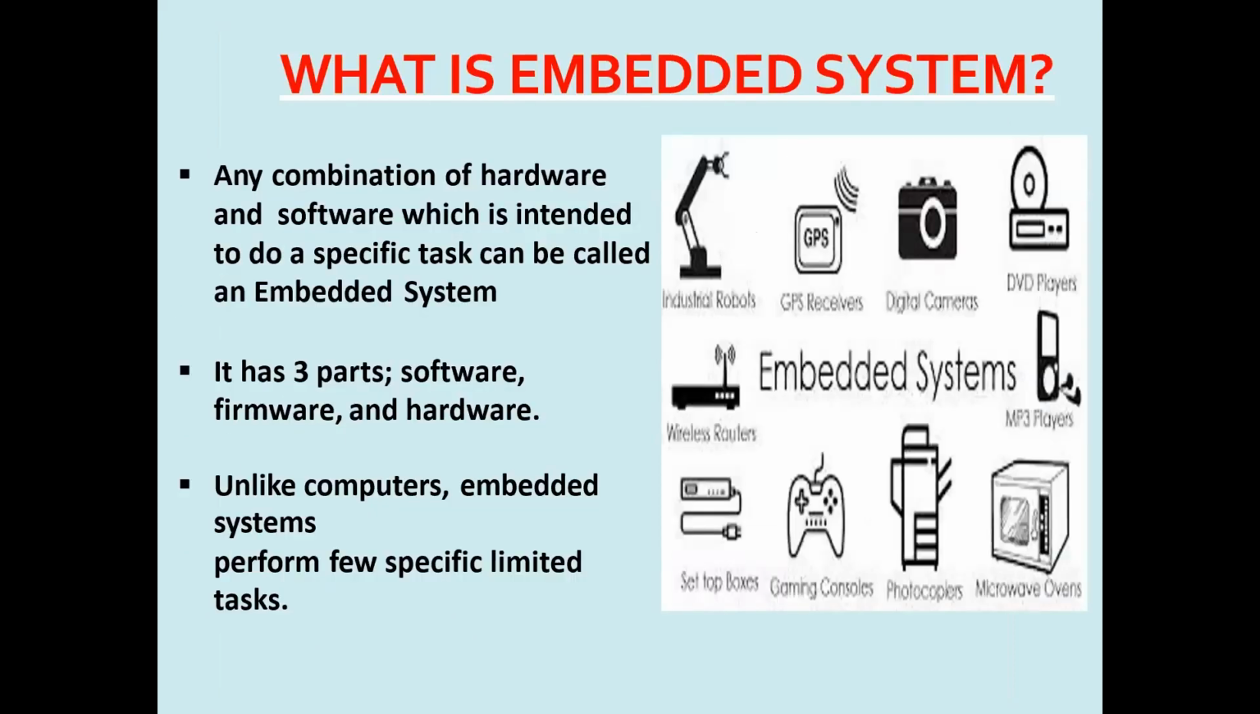So, what is embedded system? Well, it is a combination of hardware and software that are designed to do a specific task. Well, in the right hand side picture, there are multiple applications such as industrial robots, GPS receivers, and so on. These are all the applications of the embedded systems. Well, these are all designed to do only one task, repeatedly and simultaneously.